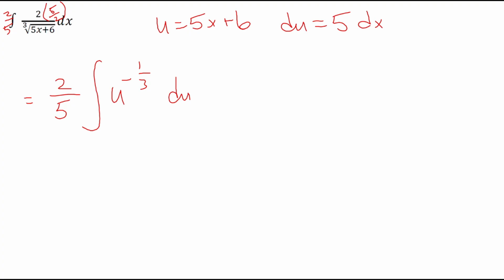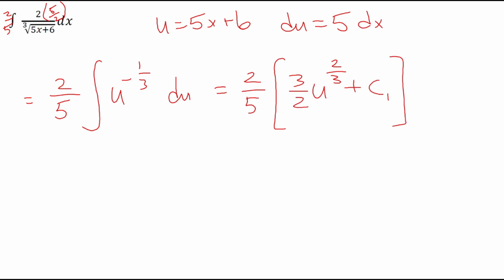Then we'll just integrate using the power rule. It's 2/5 of u to the 2/3 divided by 2/3, which would be times 3 halves, plus some constant. Distribute the 2/5 into that, so you'll end up just getting 3/5 then.